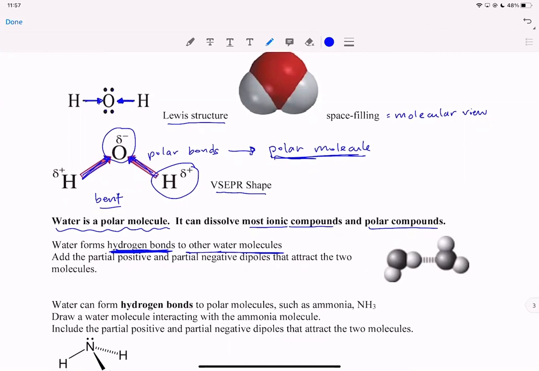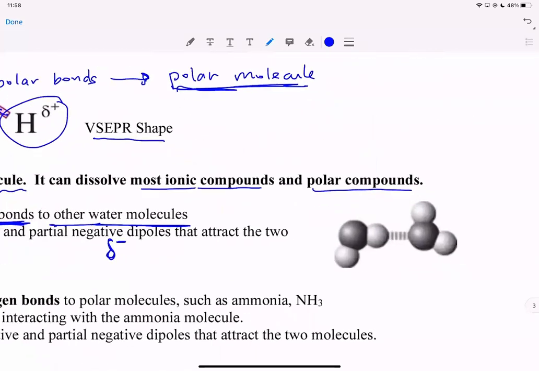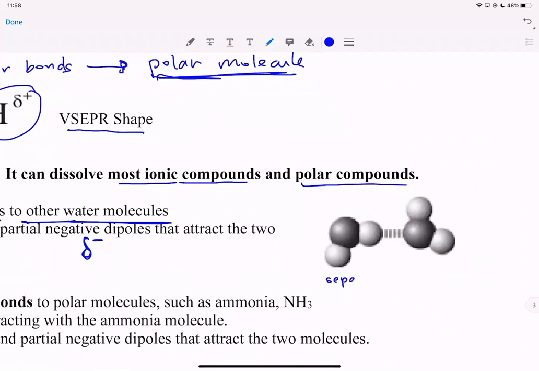Okay, and so adding the partial positive, remember, is that delta plus sign, and the partial negative, remember, is the delta negative. Let's add those dipoles on these 2 water molecules. So you have to have separate molecules, and that's the attraction of the partial positive to the partial negative. Okay, so for the water molecule, let's add that. So remember the water molecule, this is the oxygen.